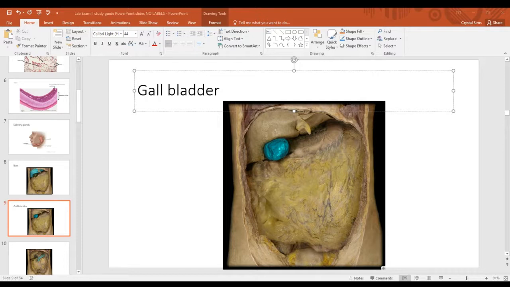So now we're going to get into the digestive organs. So we've got these images here of the digestive organs, and you're going to be asked to identify this kind of blue structure. So what do we have here? Yes, that is the liver.